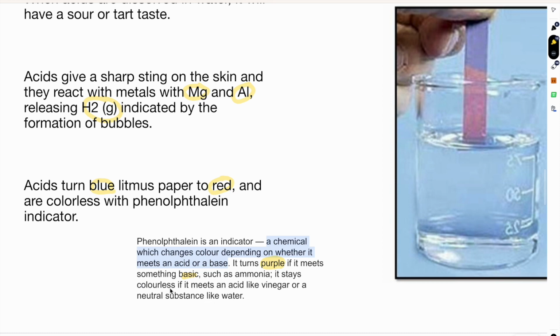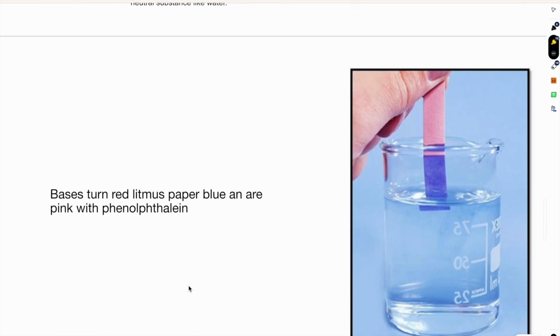So again, not all water are acids or neutral, okay? And not all water are bases. So bases, on the other hand, turn red litmus paper to blue and are pink in phenolphthalein. Okay? Ang acid kay colorless siya in phenolphthalein but are purple or pink in bases. So if you remember pH levels, if it's equal to 7, unsa ang equal to 7?